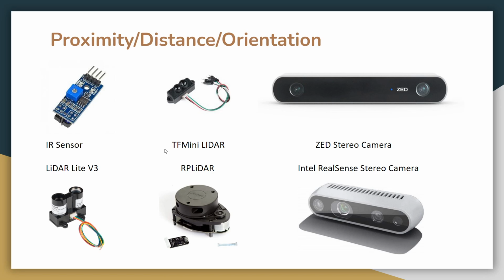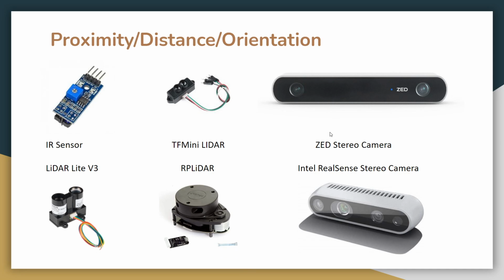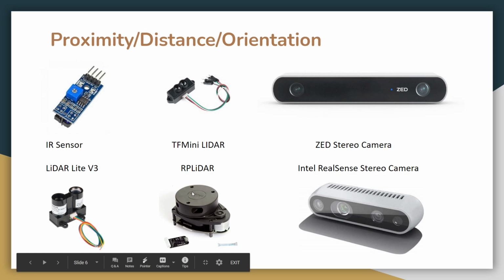Okay, I'll tell you, the IR sensor is the cheapest among all of these. The TF mini lidar is the second cheapest. The lidar light V3 is the third cheapest, and among these, these three are one of the most expensive ones on this whole slide. I'll tell you more about these two, but first let me tell you what an RP lidar is and how it is different from these two lidars or the IR sensor.